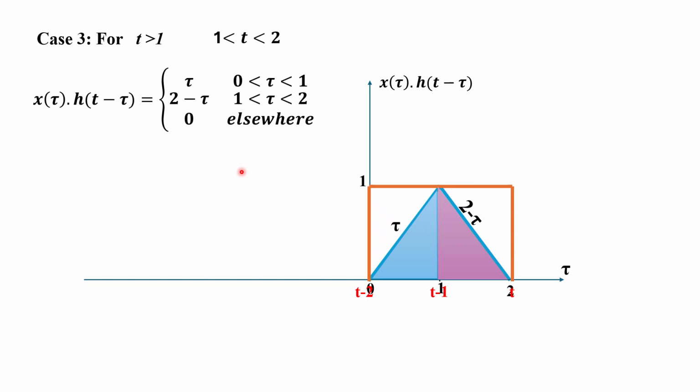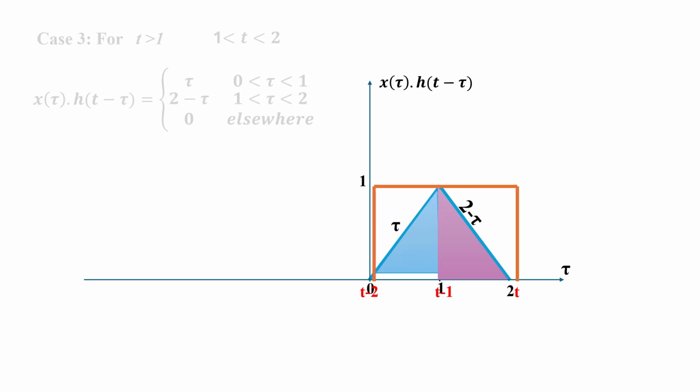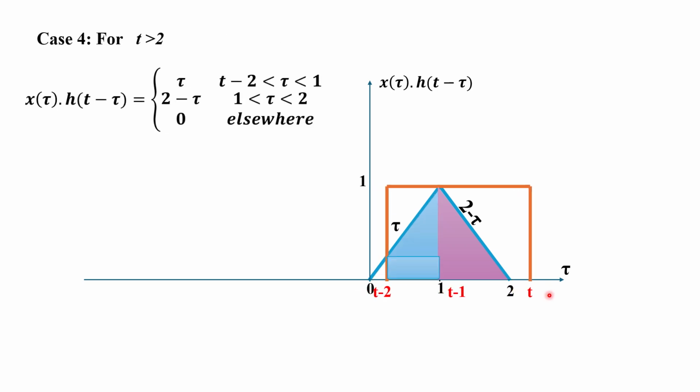Okay. So, when the value of t reaches 2, the product changes when we further increase the value of t from 2. We can observe that the definition of x of tau into h of t minus tau changes to 1 into tau, for tau from t minus 2 to 1. And further, if we go beyond 1, the product becomes 1 into 2 minus tau.